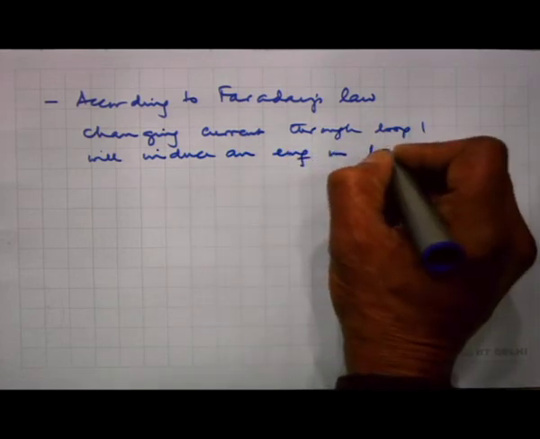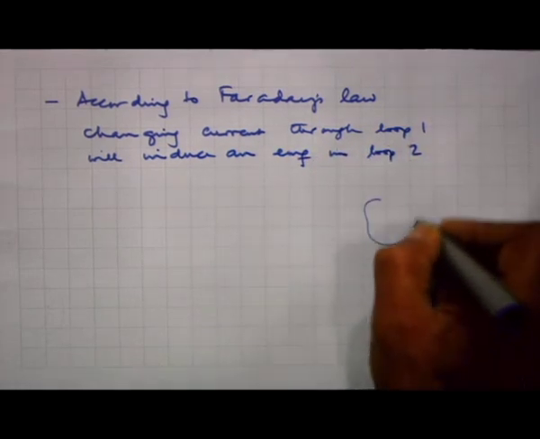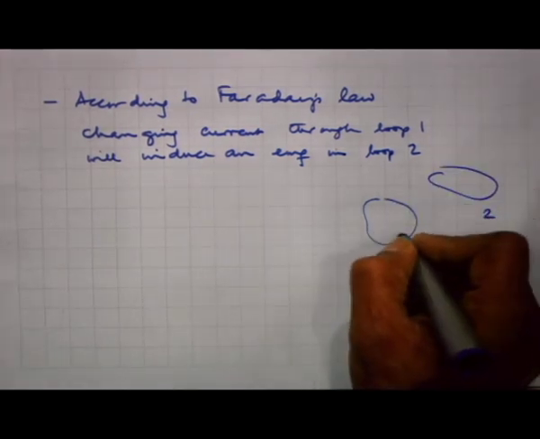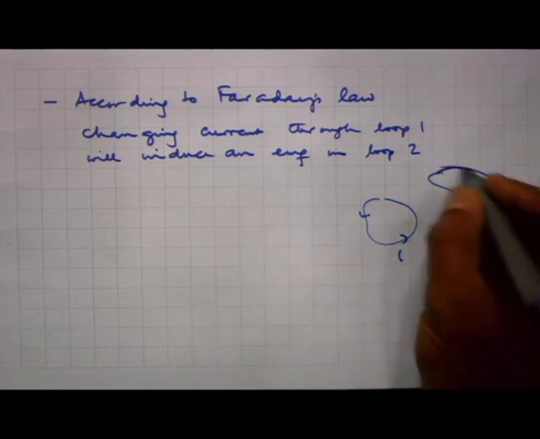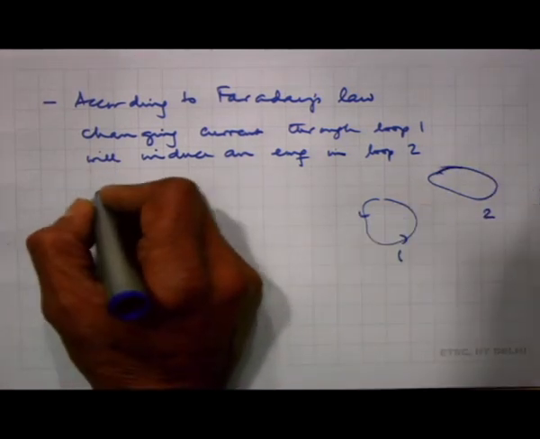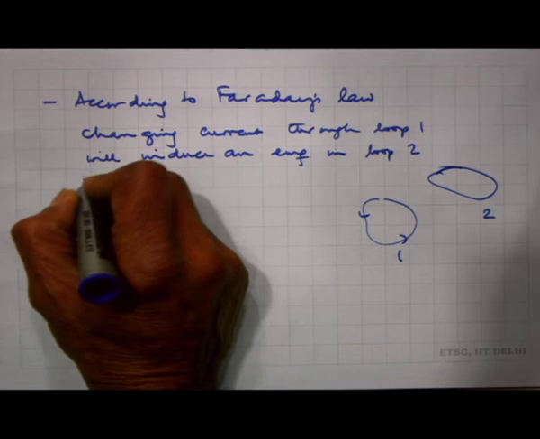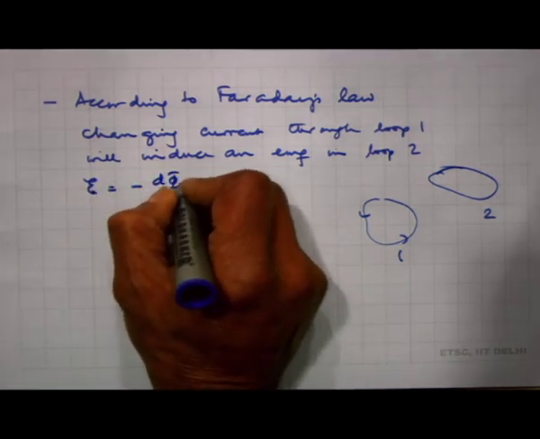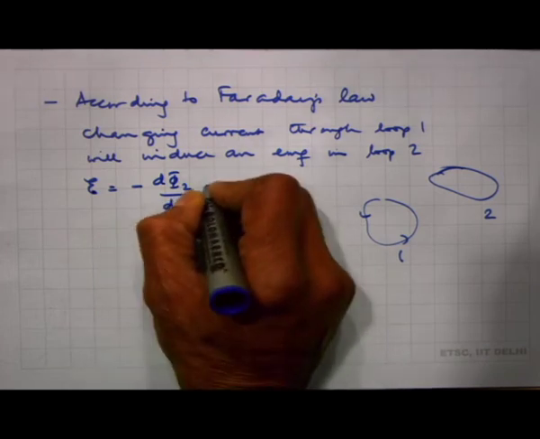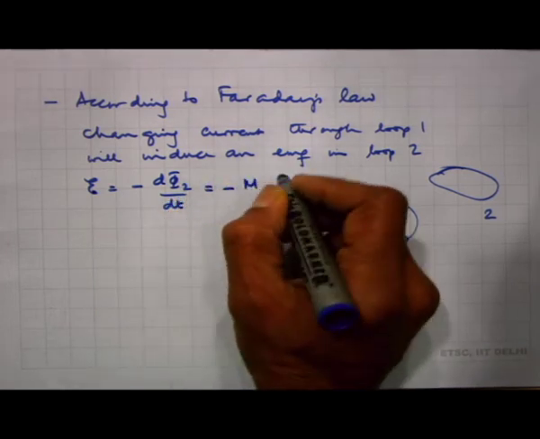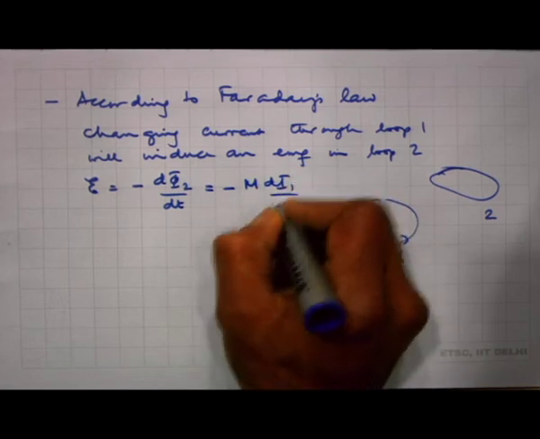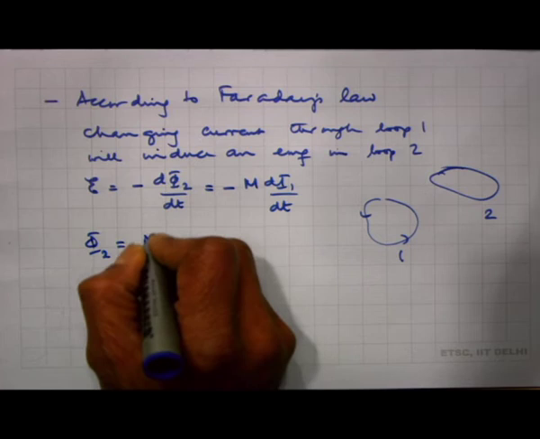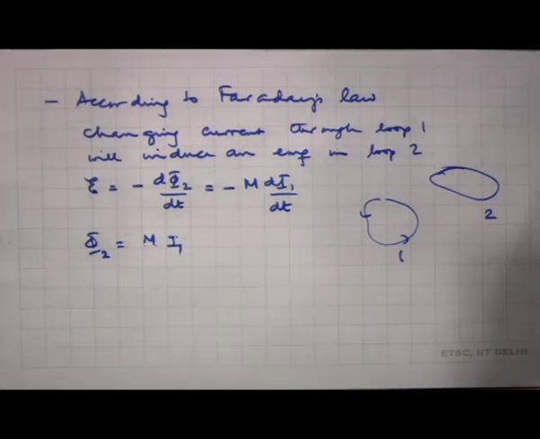in loop 2. So, if I had loop 1 here, another loop 2, and if I change the current here as a function of time, that will induce an EMF in the second loop, and that induced EMF will be equal to minus d phi 2 by dt, which is equal to minus M times dI1 by dt, because phi 2, the magnetic flux, is equal to M into I1, where M is the mutual inductance.